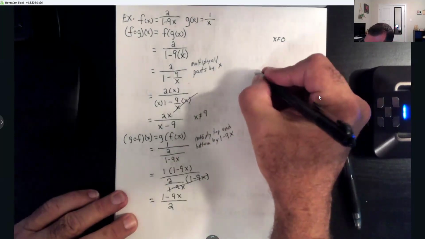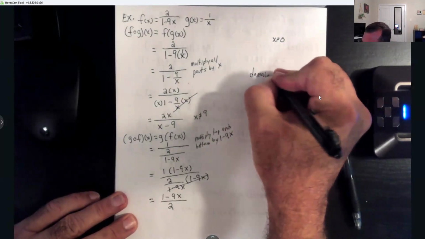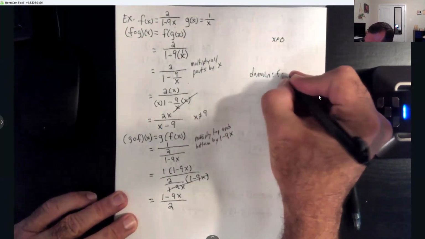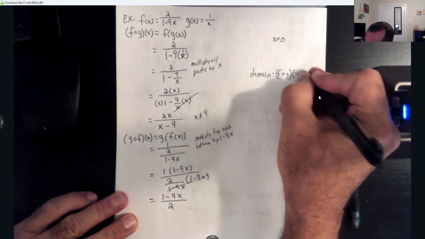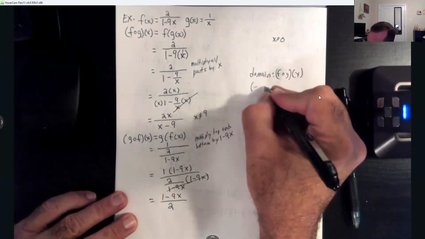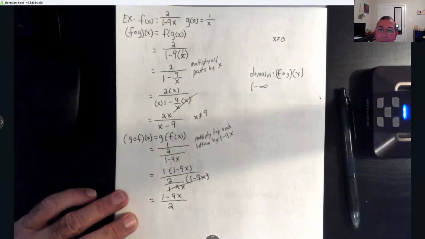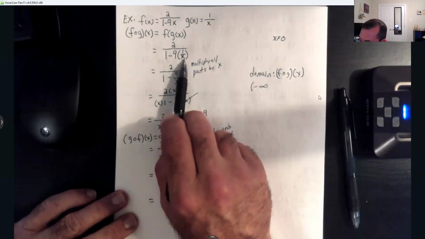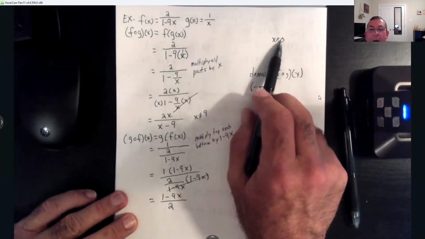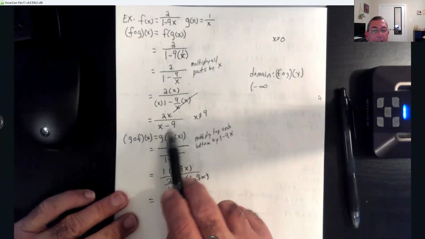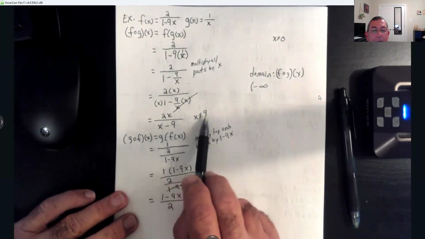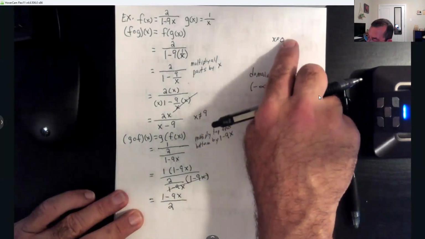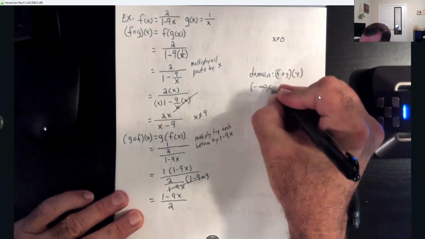All righty, so let's do the domain first of f composed g of x. Now, they're still going to start at negative infinity, okay? But on this f composed g, we said right here, x could not be 0. And then when we got to our final answer here, we said this x could not equal 9. Now we got to go in order left to right. So the first number we're going to hit would be 0.